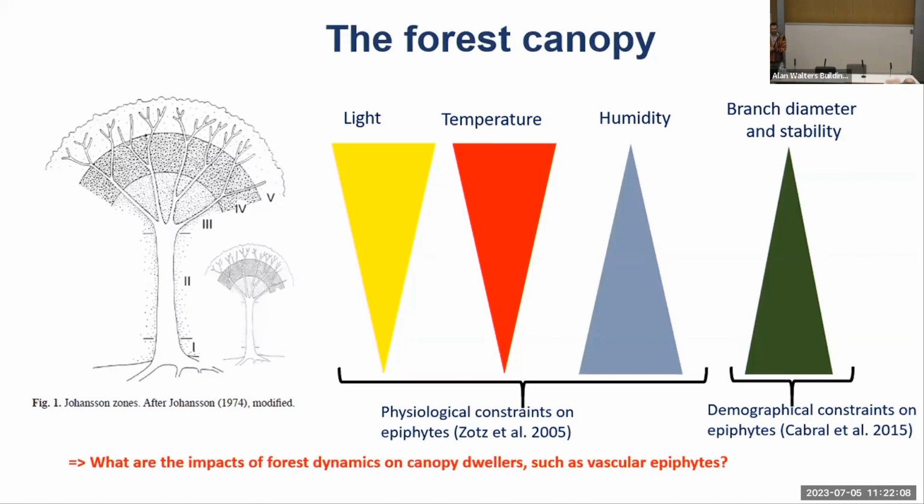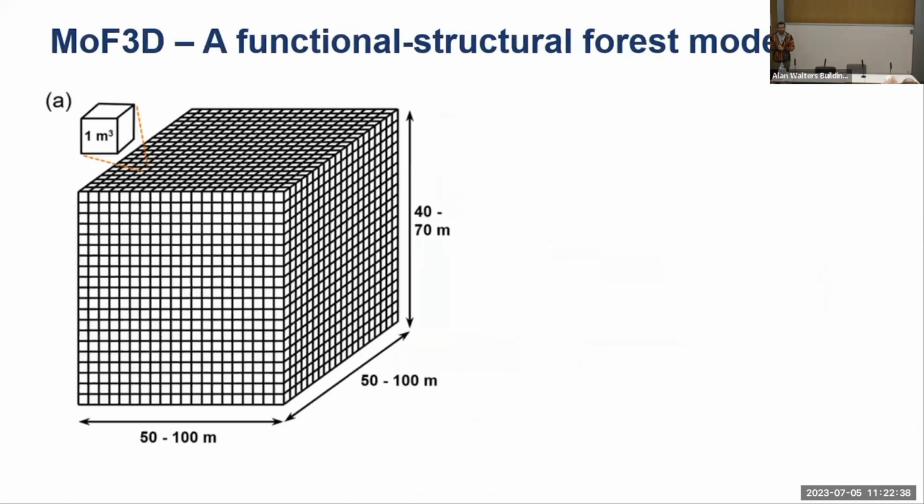And here I'm focused on the vascular epiphytes, but you can think of non-vascular epiphytes such as lichens and mosses as well, but also invertebrates or vertebrates in this environment. And that's also the question: how can you actually depict the forest environment, or the canopy environment, realistically? It may be useful to understand how canopy dwellers use this environment. So for that, we came up with this model.